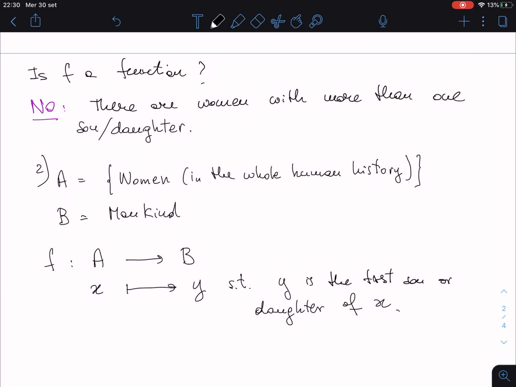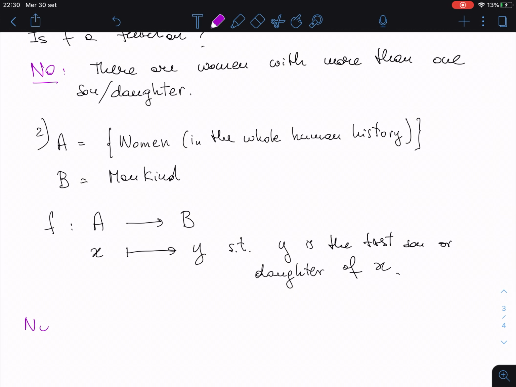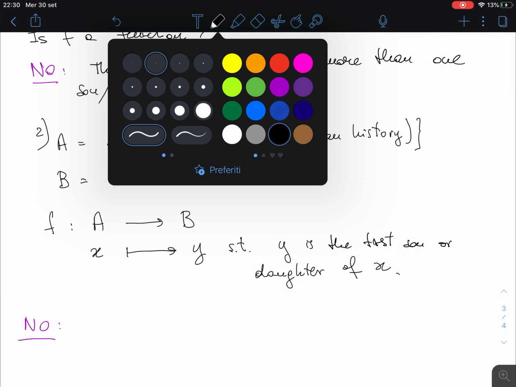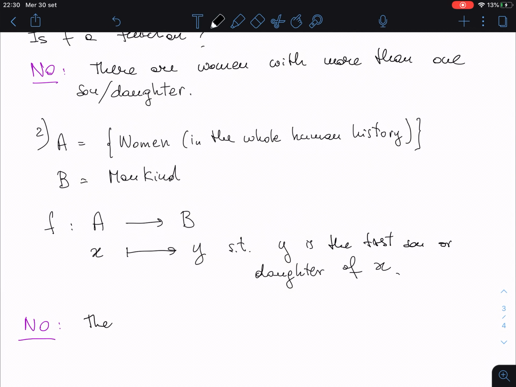Now think of the fact whether this is a good function or not. And again, the answer is no. Why? Because there are women with no offspring, with no sons nor daughters. And why is this a problem for our definition of map?